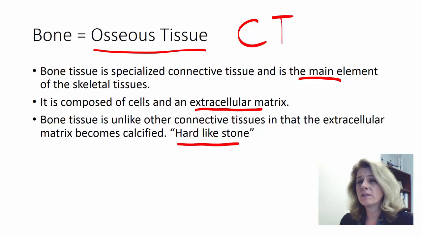Think back to your other connective tissues like blood, which is liquid, or adipose, which is fat and kind of squishy, or cartilage, which is kind of plasticky. So bone is the hard connective tissue, and that's what makes up our skeleton.